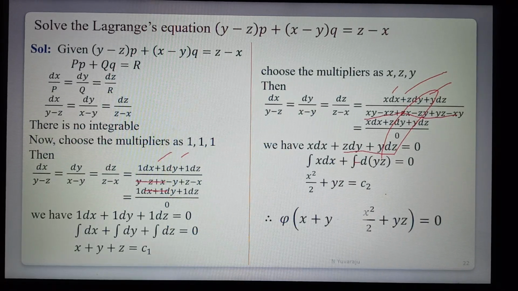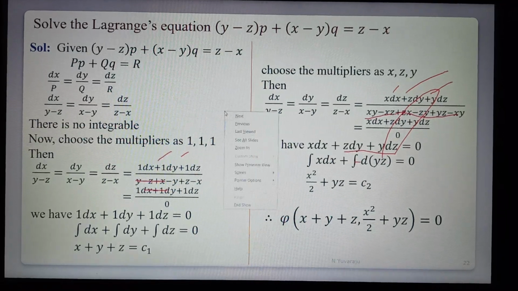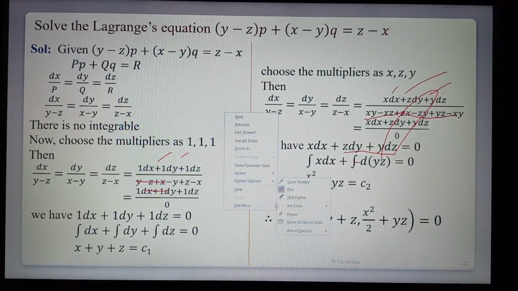Therefore the complete general solution is phi of (x plus y plus z, x square by 2 plus yz) is equal to 0. Okay, this is an important question, the long question. This model is important.